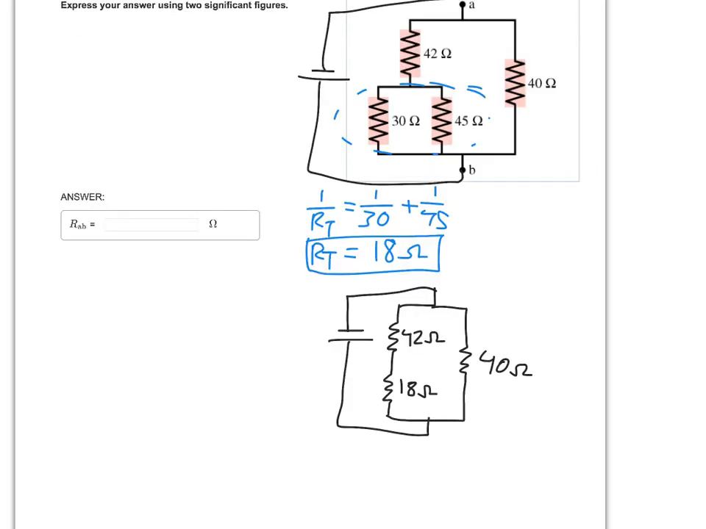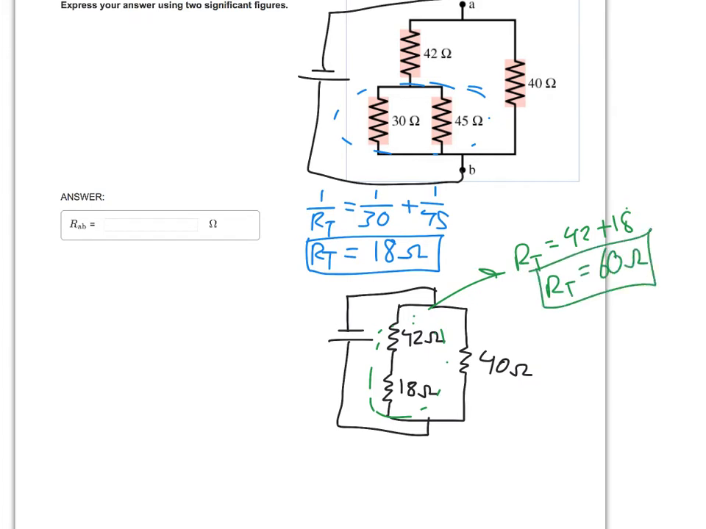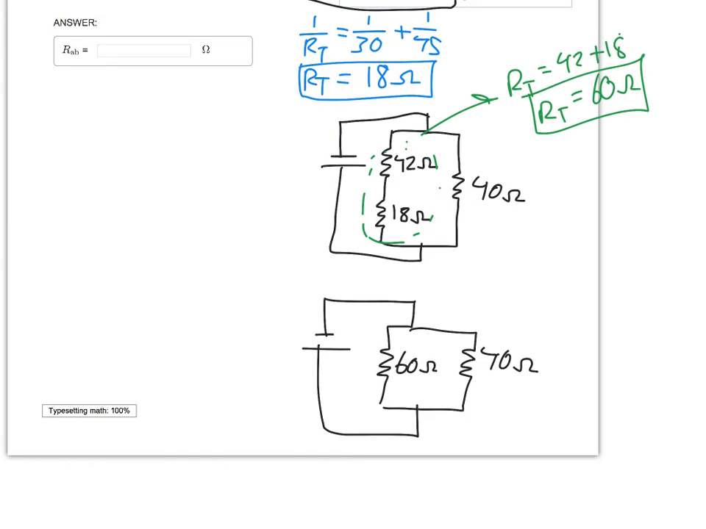All right, we've now redrawn our circuit, and we're going to look for our next simple combination, and that's going to be these 2 resistors here. They're connected in series, so the total resistance is just going to be 42 plus 18, which gives us 60 ohms. We'll now redraw it one last time, and we'll be able to solve. So now we've replaced that 42 and 18 with a single 60 ohm resistor.